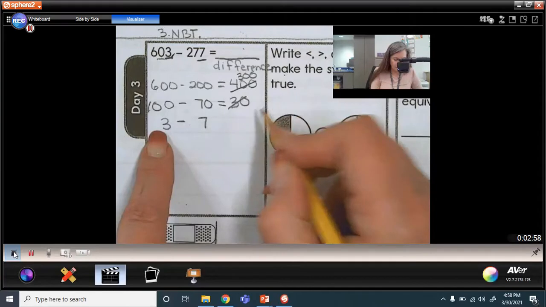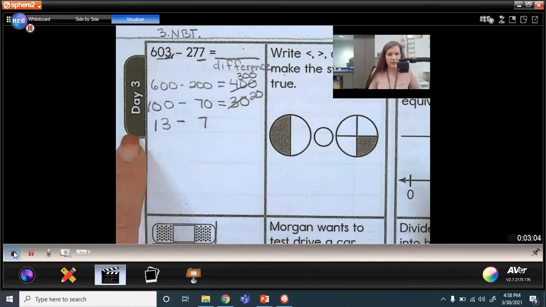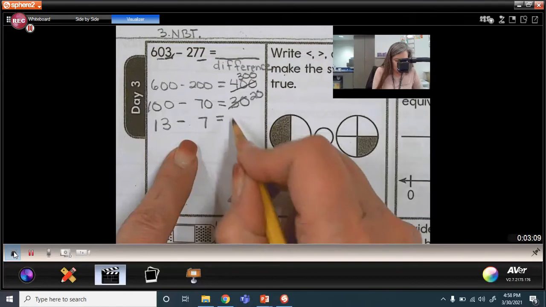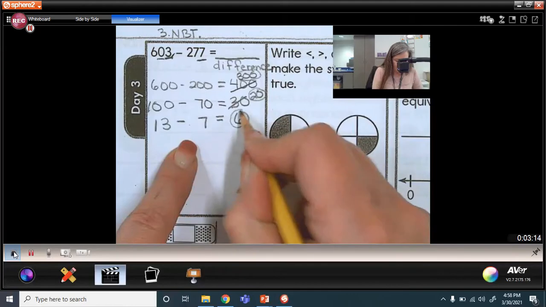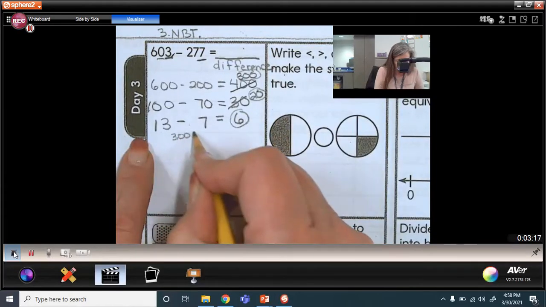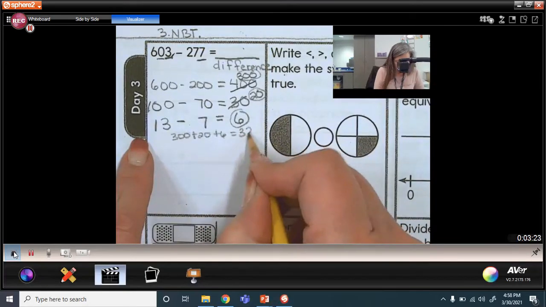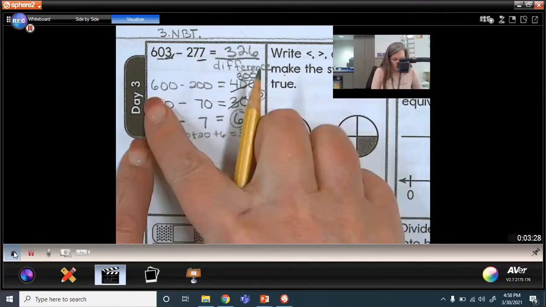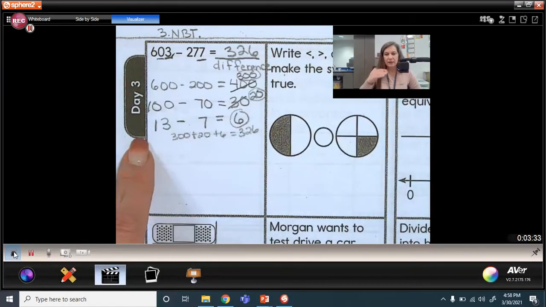So I'm going to, again, borrow a 10, and I'm going to take that 10 and add it to 3 to make it 13. So now I have 13 minus 7. Now I can subtract. So this would leave me with 6. So 300 plus 20 plus 6 is going to give me 326. So I put that all back together as 326. Hundreds, tens, ones. Notice how I have them all lined up underneath each other in rows to keep it organized.